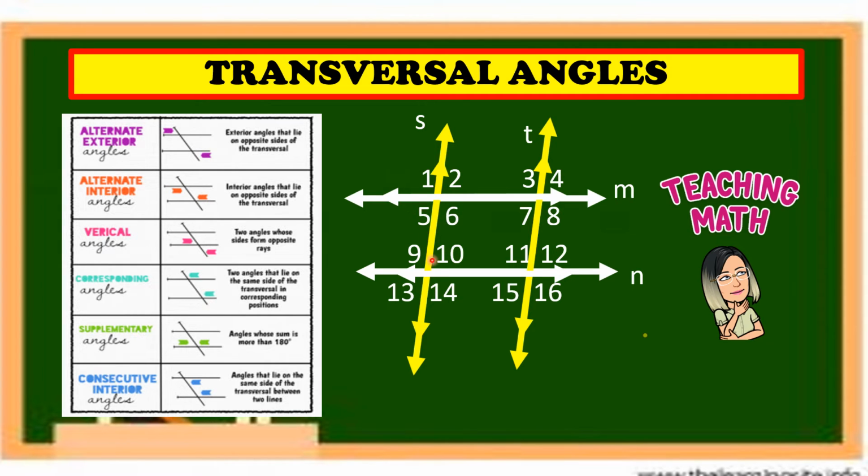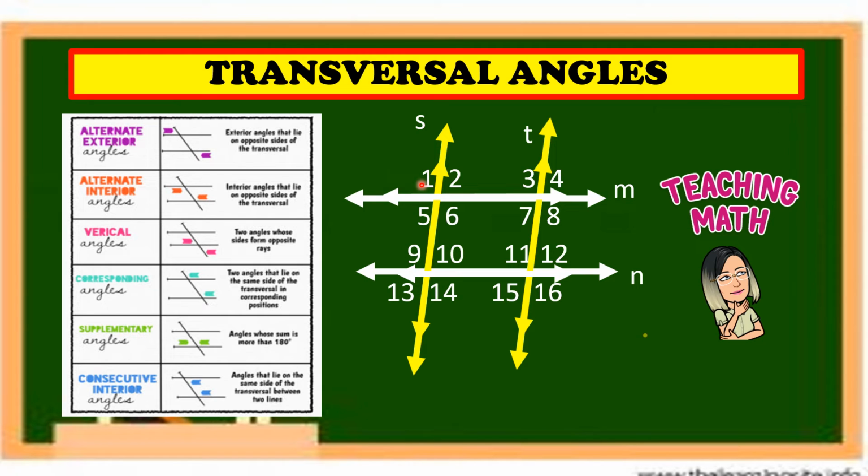We have the alternate exterior angles. We have angle 1 and angle 14. Angle 2 and angle 13. We have the vertical angles. Angle 1 and angle 6. Angle 2 and angle 5. Angle 9 and angle 14. Angle 10 and angle 13.